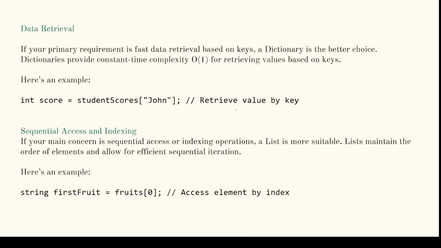So now let's understand more the data retrieval process. If your primary requirement is fast data retrieval based on keys, a dictionary is a better choice. Dictionary provides constant time complexity of O(1) for retrieving value based on keys. Here is an example. If you have a dictionary, you can pass the key within the square brackets and this will fetch you the actual element from that dictionary.